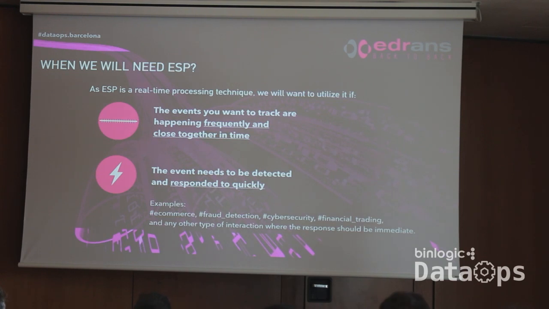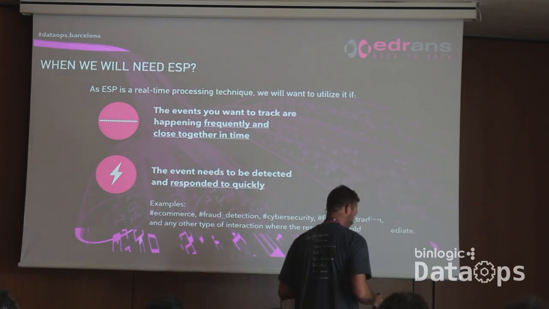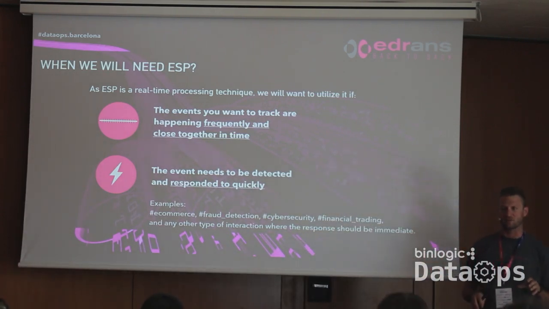So when will we need event stream processing? I wanted to remove this slide, because the events you want to track are happening frequently and close together in time, but actually you can stream everything, so you can find hidden patterns that don't necessarily have to be close in time. And the events, of course, need to be detected and responded to quickly. We were talking before about fraud detection, e-commerce, and cybersecurity. Nowadays, we are using security tools that are able to discover patterns or behaviors from an attacker. This IP, which was scanning our systems, has the same behavior as this other IP scanning this other system, and they do that quite fast.